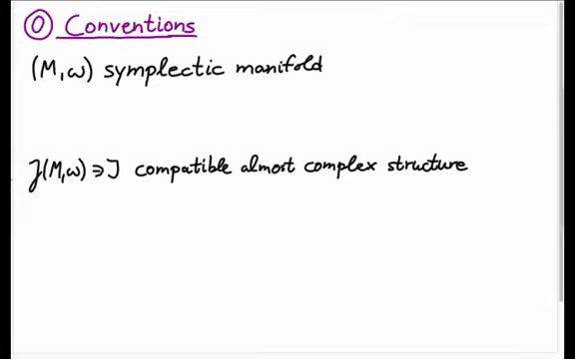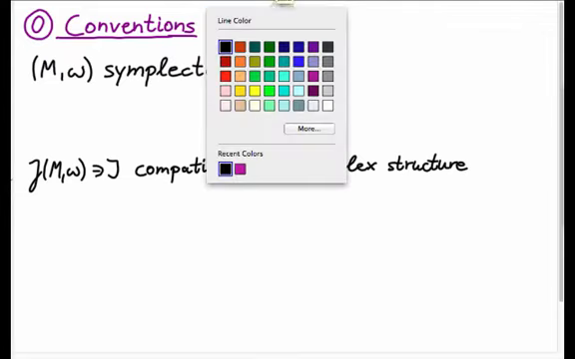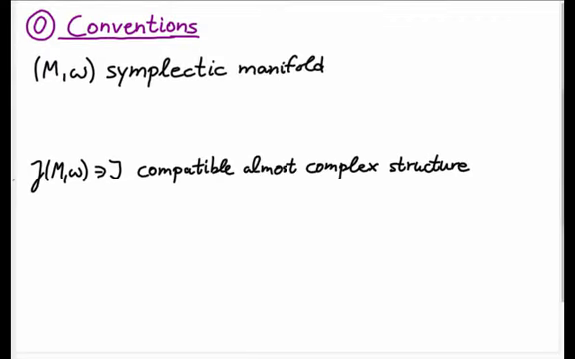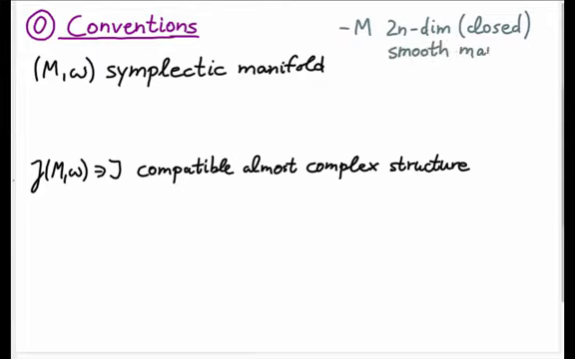So my symplectic manifolds are always going to be compact. They're automatically even dimensional, that's usually 2n, compact, and I'd like them to not have boundary. There are other cases that one could look at, but if I don't say anything, I'm going to assume them to be closed, smooth manifolds.